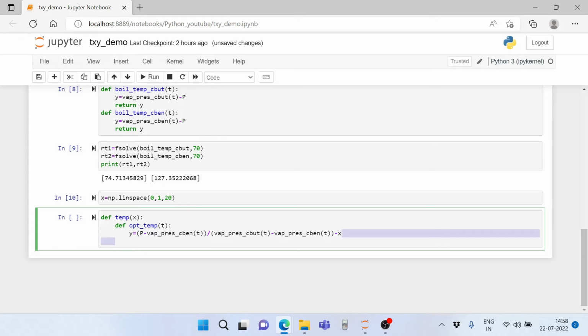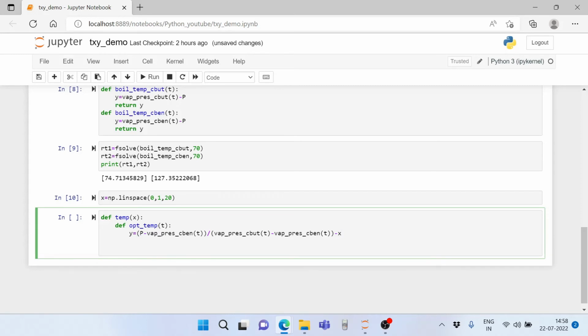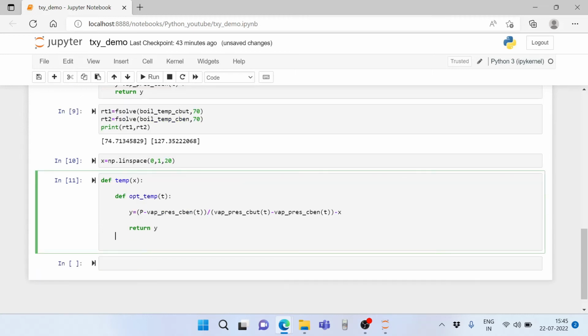And then afterwards, what we are going to do is return Y. Now we have to return the value. First we have to find the root. So we write fsolve of the optimized temperature function and 50.